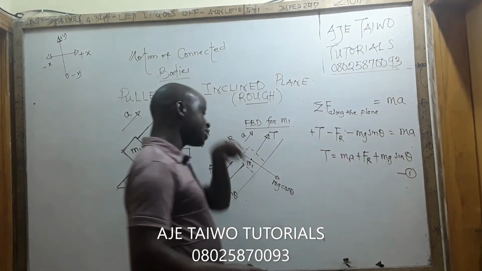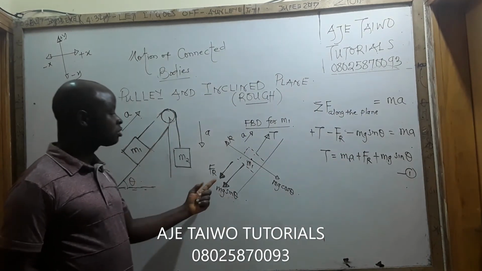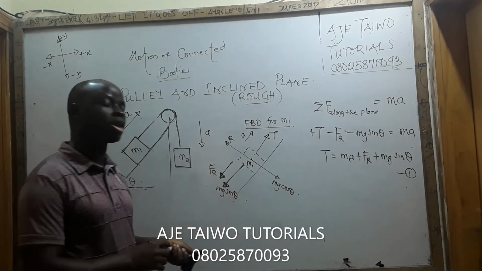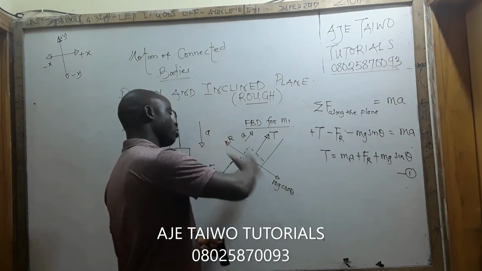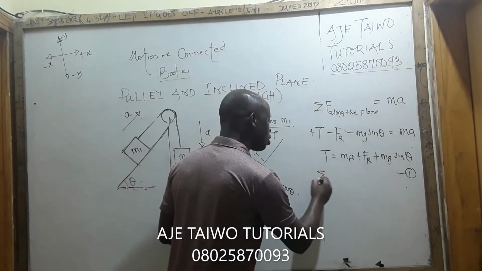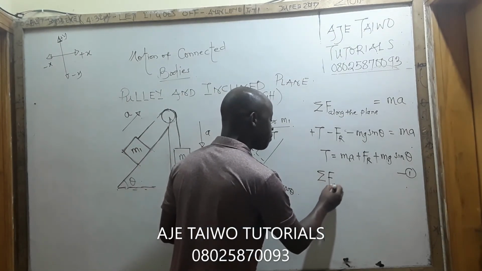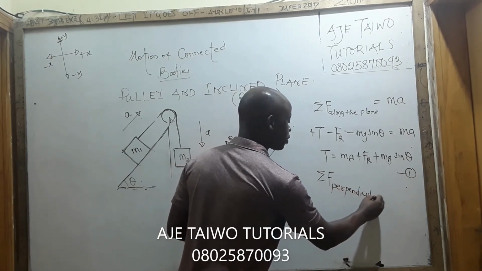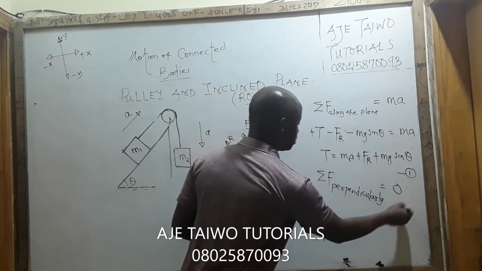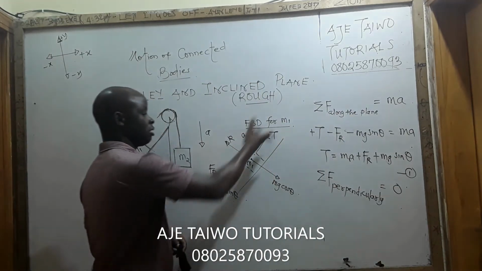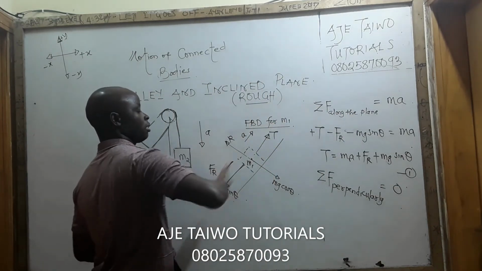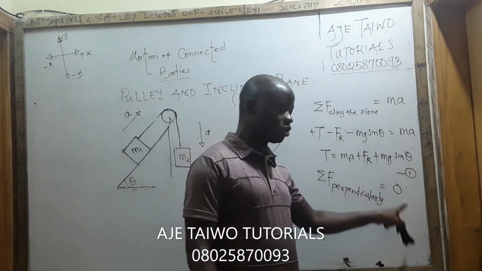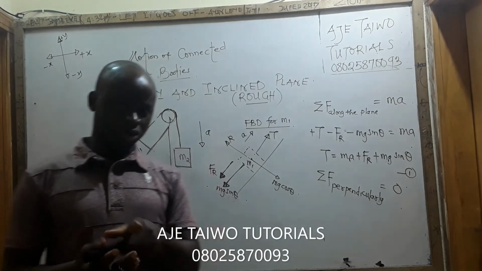Then there's another thing we have to do. We have resolved the forces along the plane. We also resolve the forces perpendicular to the plane. So we say summation of forces perpendicular to the plane equals 0. Hope you know why it's 0. You should know why it's 0.